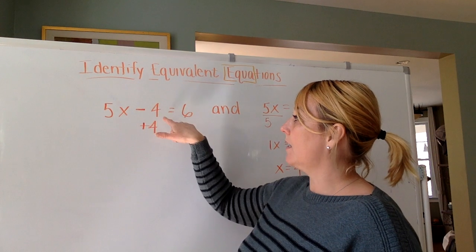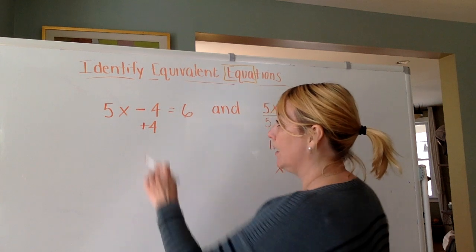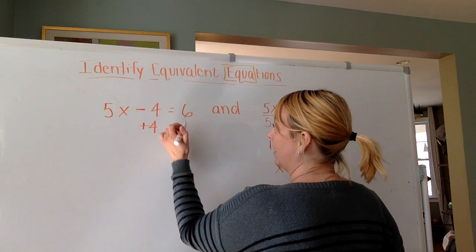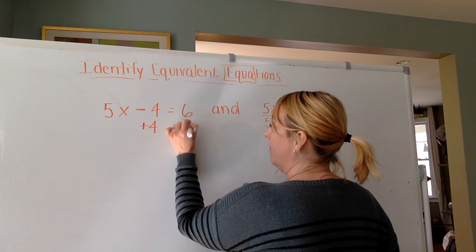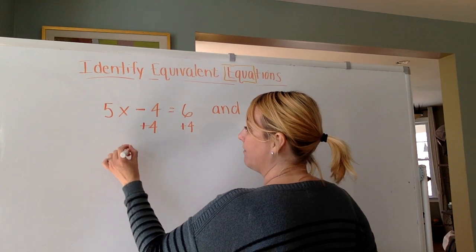So when I have a negative constant, all I need to do is add the opposite. Negative 4, the opposite is positive 4. But if I add 4 on this side, I need to add 4 on this side. Easy peasy, right? Now I'm going to rewrite it. 5x.